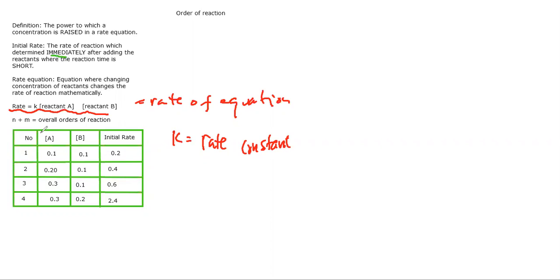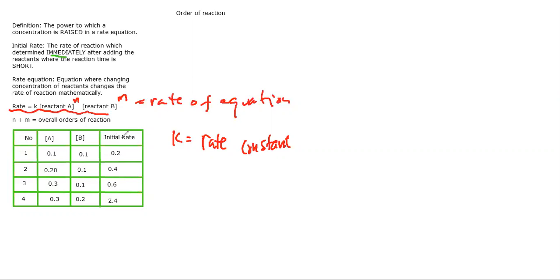So for example, I show you this one. Rate equals k times reactant A power, let's say n, and then reactant B power m. The other term you need to understand is that n plus m is the overall order of reaction for this reaction. For example, I have this table. I have 4 experiments with different concentrations of A and B, and I also have different initial rates.